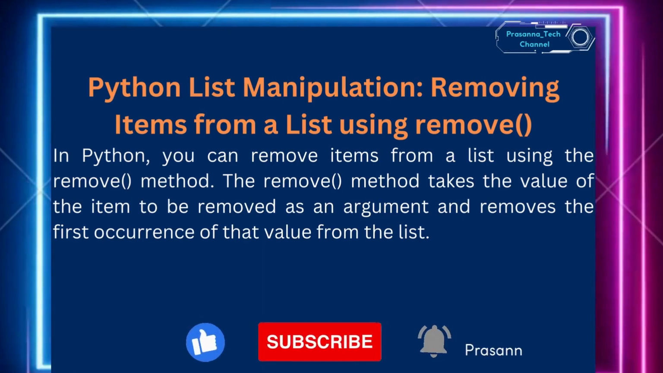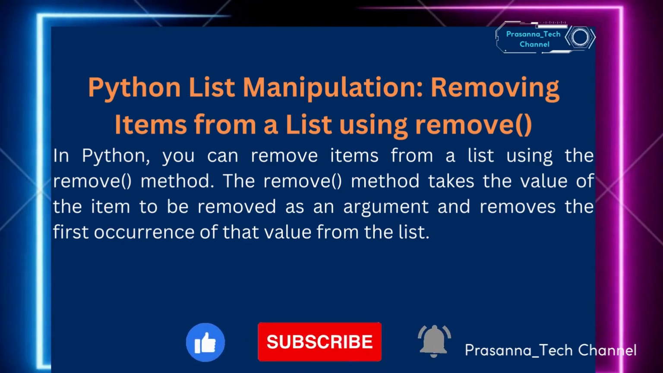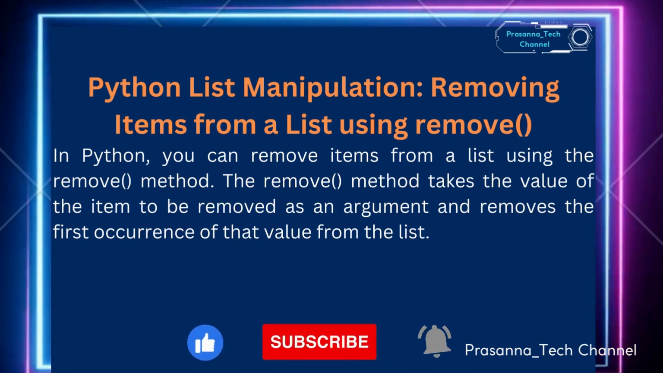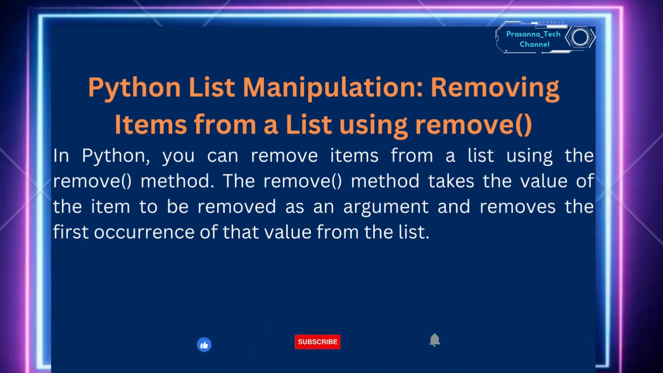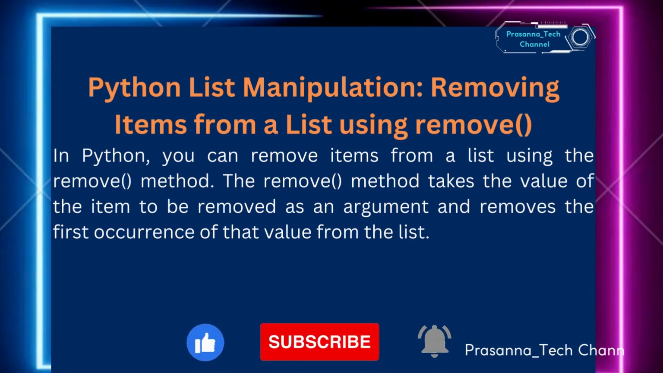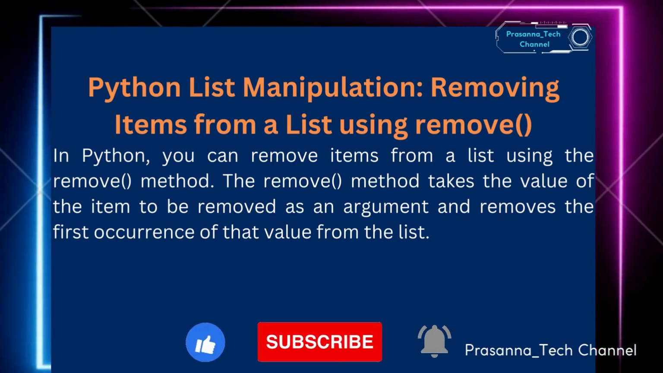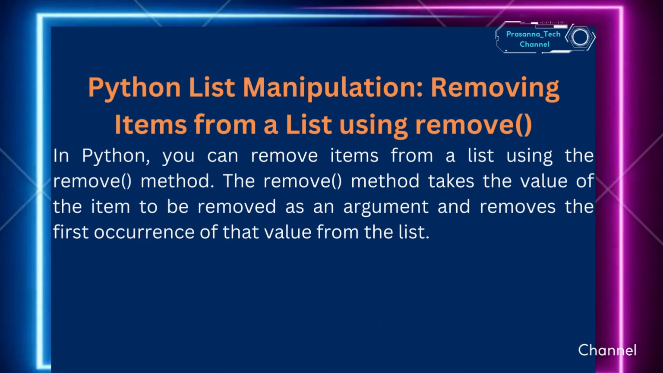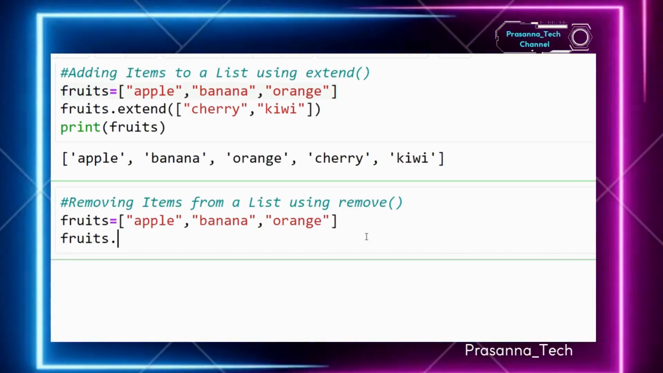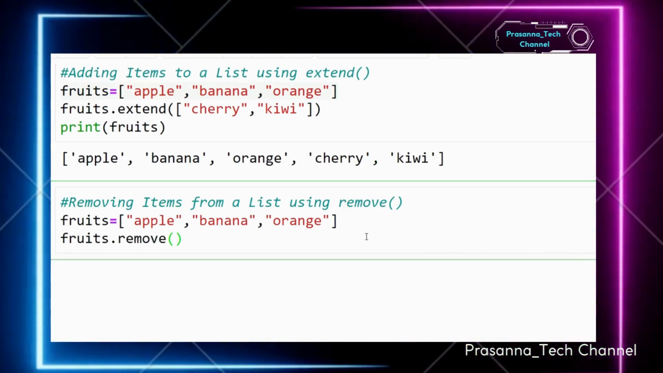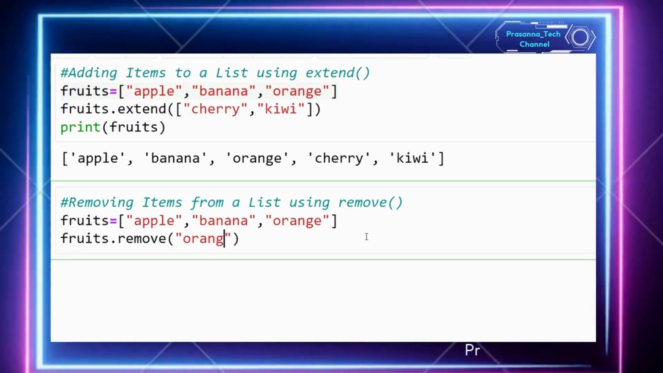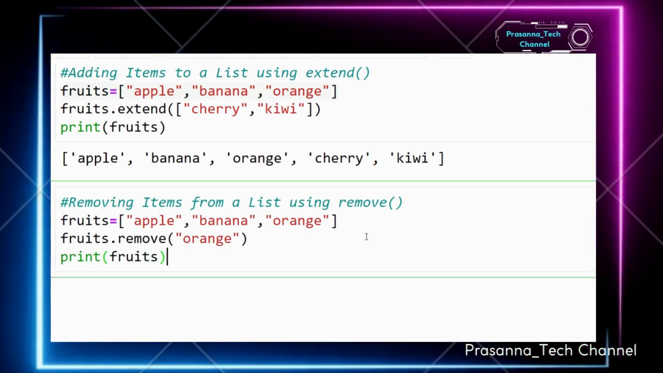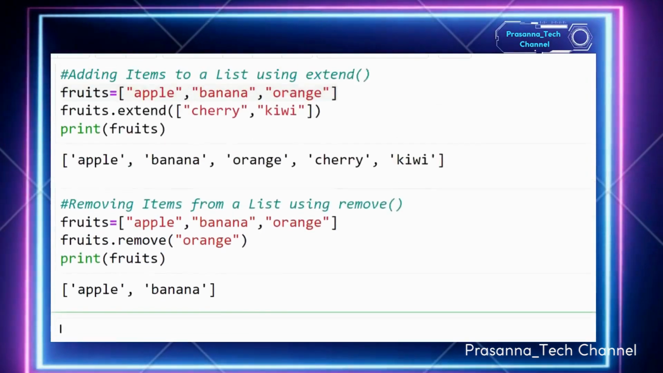Python list manipulation. Removing items from a list using remove. In Python, you can remove items from a list using the remove method. The remove method takes the value of the item to be removed as an argument and removes the first occurrence of that value from the list. So let's take an example. I'm just using the same example. Fruits equals to apple, banana, orange. Fruits dot remove orange. Print fruits. The result is apple, banana.